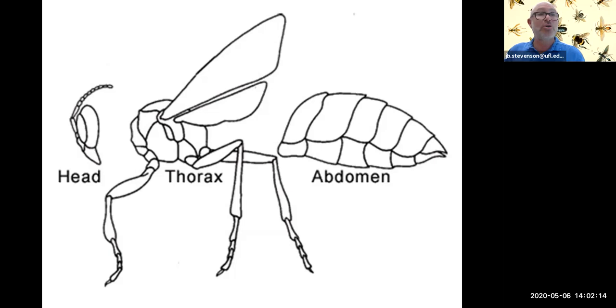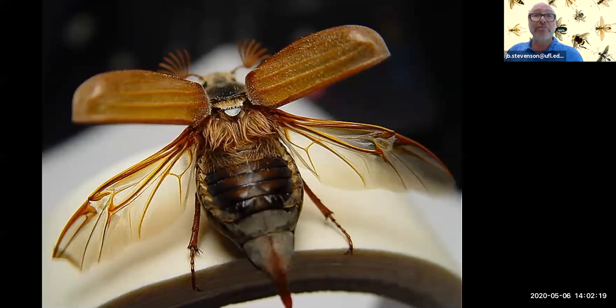Now, the insects were the first creatures on Earth to take flight. Here we see, this is a beetle. Insects have four wings. They have two fore wings, F-O-R-E wings, and two hind wings. In the beetles, the fore wings are modified, not for flight, but to protect these membranous wings that they use for their powered flight.